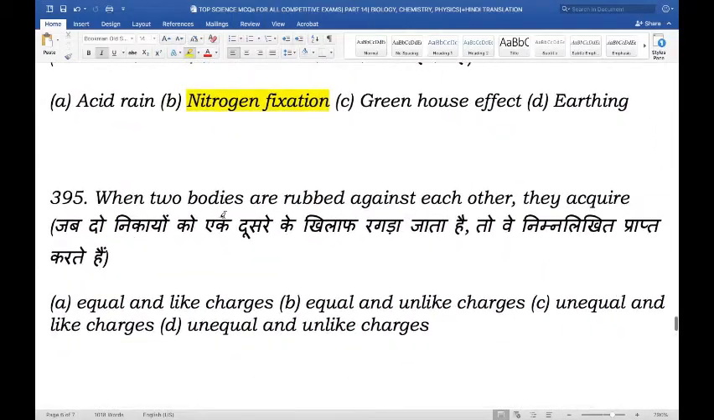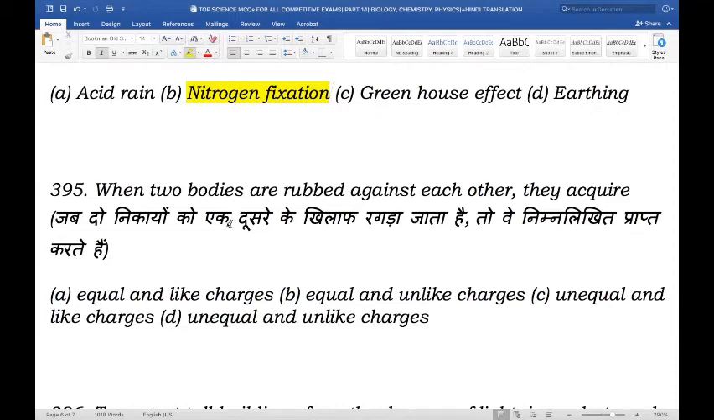Next question. When two bodies are rubbed against each other, they acquire what? Do they acquire equal and like charge, equal and unlike charge, unequal and like charge, or unequal and unlike charge? So when two bodies are rubbed against each other, they acquire equal and unlike charge. When two bodies are rubbed against each other, some electrons are transferred from one body to another body. Hence, one body has a deficiency of electrons and the other body has an excess of electrons by the same amount. So when one body acquires positive, the other acquires negative charge of the same magnitude.